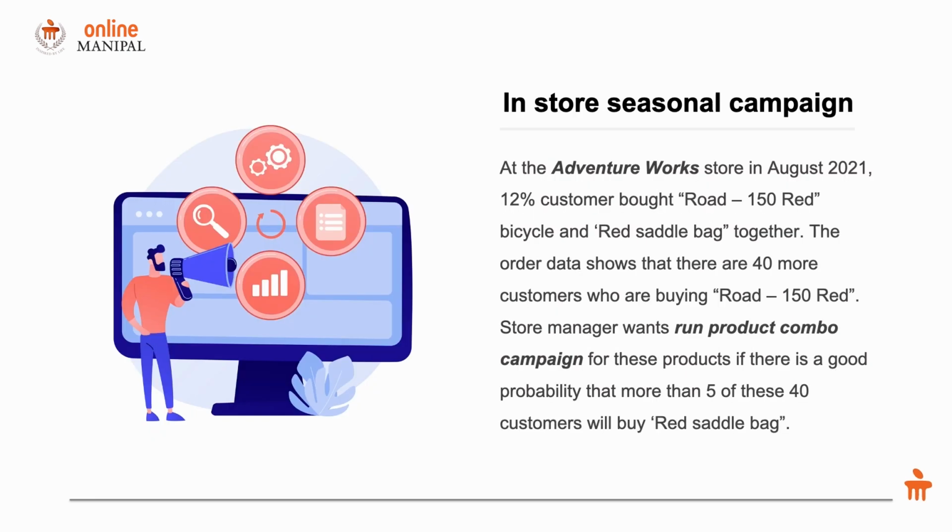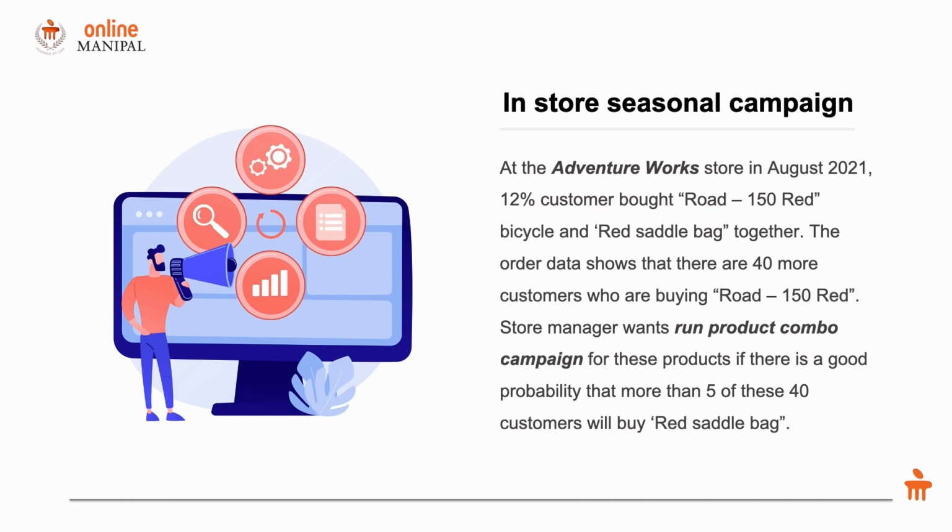First up, we have an in-store seasonal campaign. Now we have the AdventureWorks store, a familiar store that we've been working upon. In August 2021, they recorded that 12% of their customers bought 2 products together. One was the Road Red 150 bicycle and the other was a red saddlebag. 12% of the customers bought these together in the month of August 2021. The order shows that there are 40 more customers who are going to buy the bicycle.